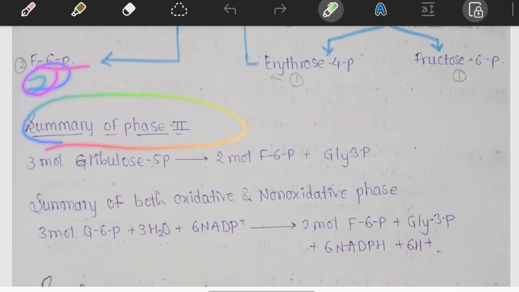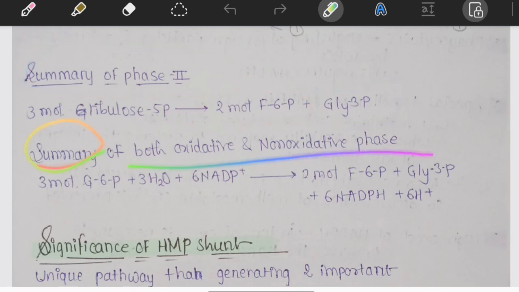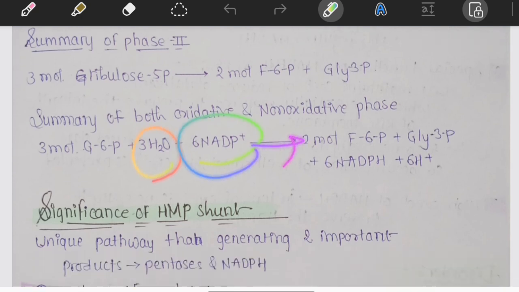This is the summary of the second phase: 3 molecules of ribulose 5-phosphate form 2 molecules of fructose 6-phosphate plus glyceraldehyde 3-phosphate. It's the summary of both oxidative and non-oxidative phases: 3 molecules of glucose 6-phosphate, the starting product, plus 3 H2O plus 6 NADP+ form 2 molecules of fructose 6-phosphate plus glyceraldehyde 3-phosphate plus 6 NADPH plus 6 H+.